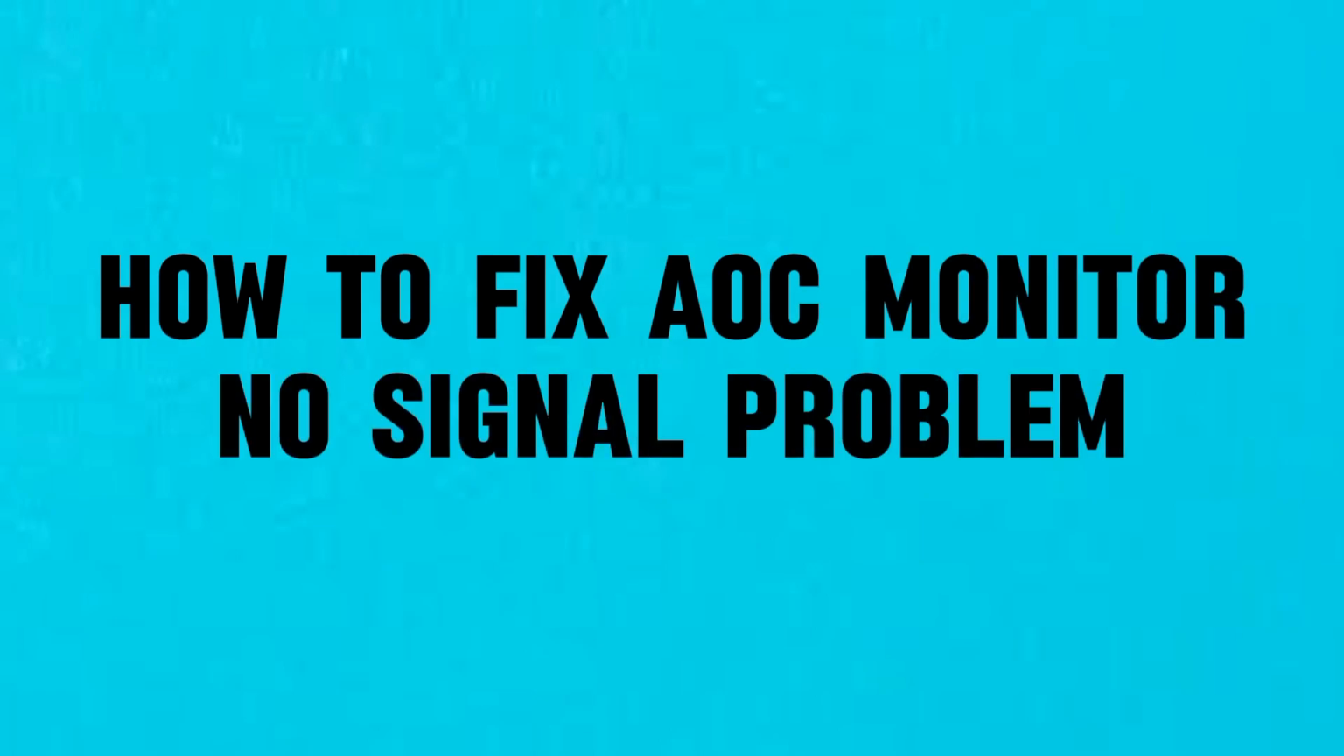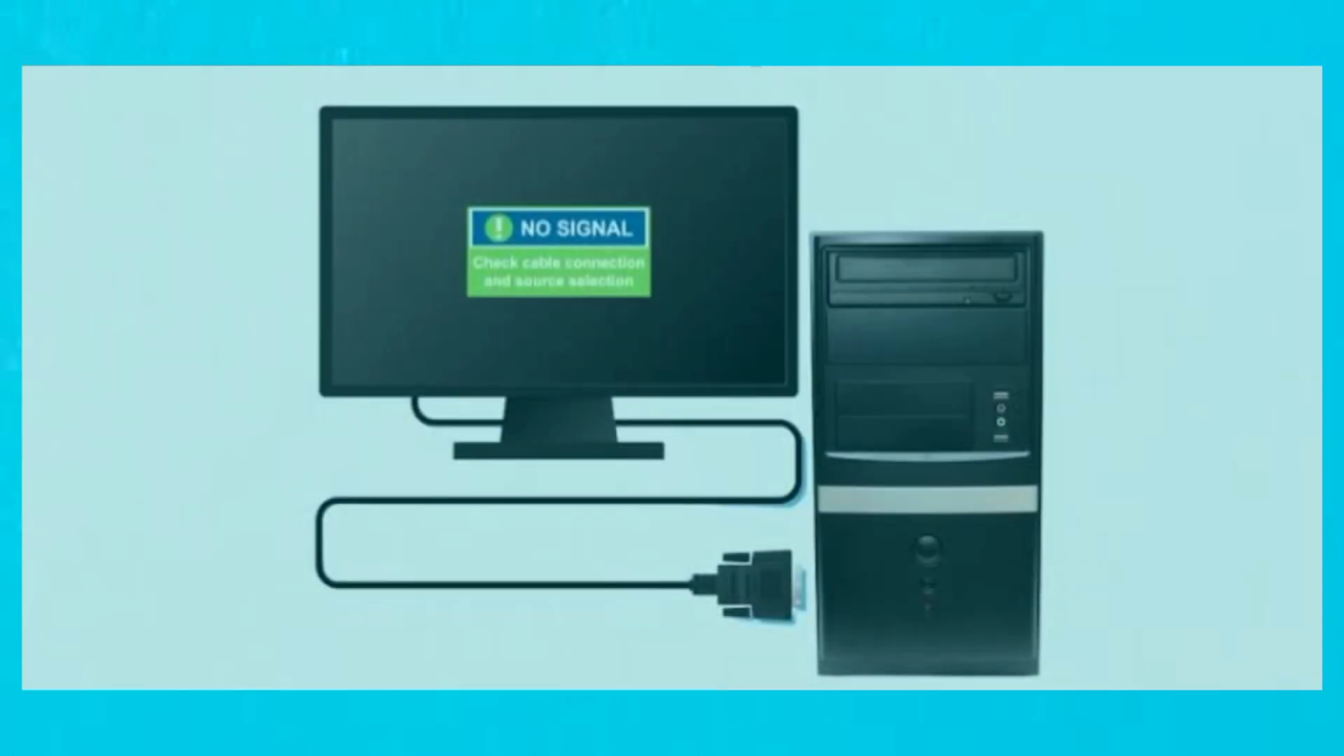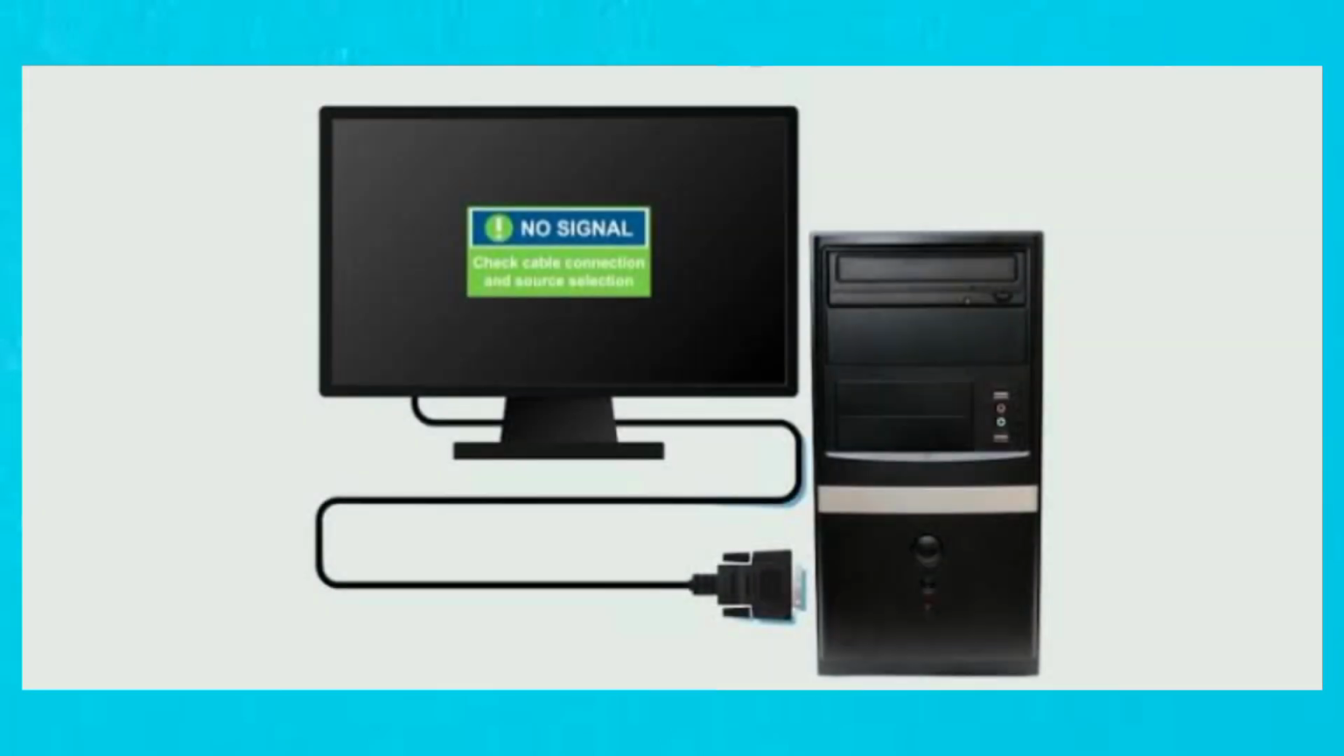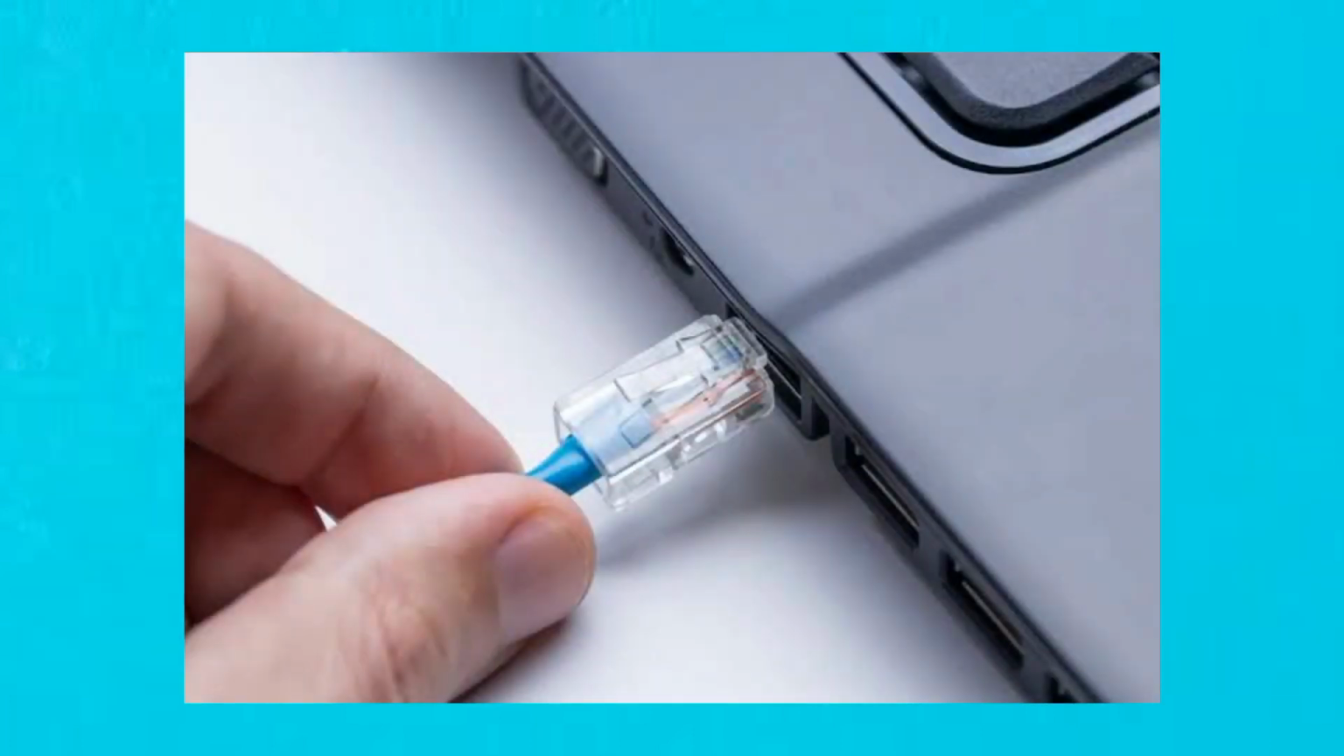How to fix AOC monitor no signal problem. Ensure that the cable connecting your monitor to your computer is securely plugged in at both ends. If possible, try using a different cable.